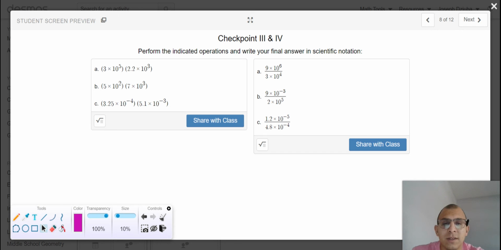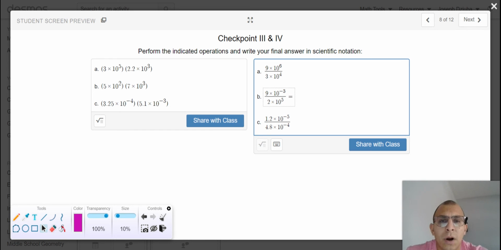So let's take a look at one of these examples. I will do letter B on the right side of our box. So I am dividing here, right? I have a fraction bar, and I would divide the two constants. So 9 divided by 2 gives me 4.5. And if you wanted to copy that multiplication symbol, you can press Control C on your Chromebook, Control V to paste, and now I'll have 10 to the negative 3 minus 5, because I am dividing, would yield a negative 8, and voila, we are done.